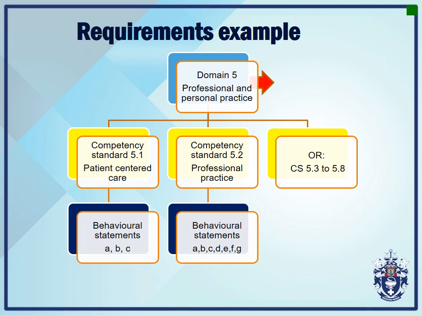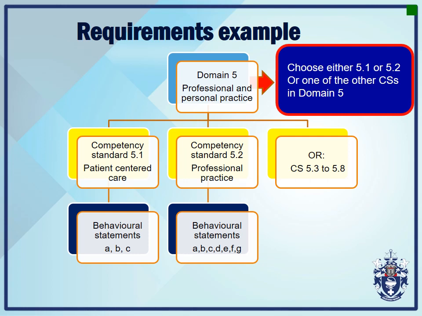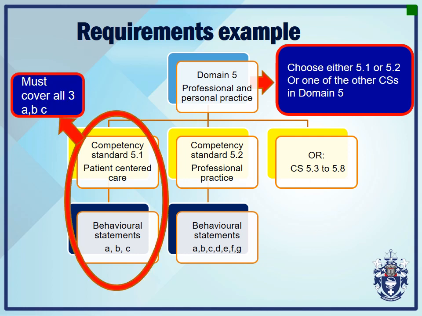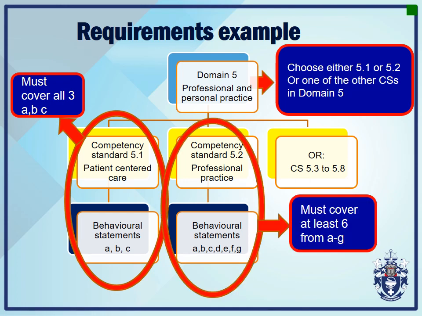Again, it outlines an example of what is required. And here we've used domain 5, professional and personal practice. You can see you have different options to choose one, but you just choose one from each domain. So if you select 5.1, which is patient-centered care, the behavioral statements A, B, C must be fulfilled. If you're selecting 5.2 from domain 5 and you have A, B, C, D, E, F, G, you must cover at least 6, which is from A to G.